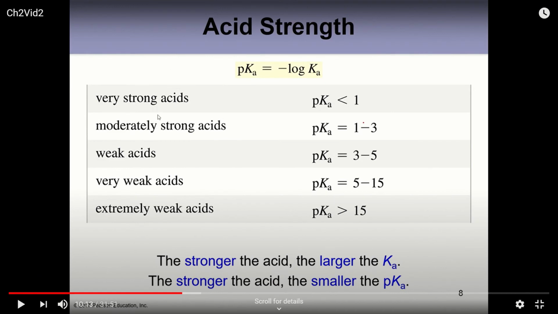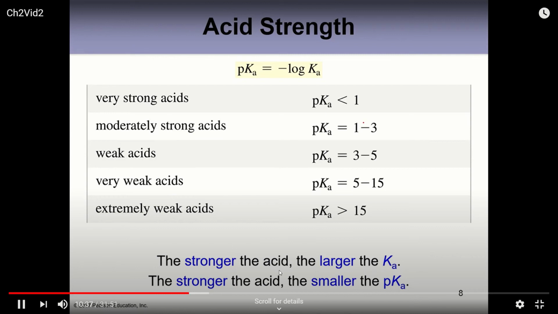So for acid strength, very strong acids have a pKa of less than 1. Moderately strong acids have a pKa of 1 to 3. Weak acids have a pKa of 3 to 5. Very weak acids have a pKa of 5 to 15. And extremely weak acids have a pKa of greater than 15.